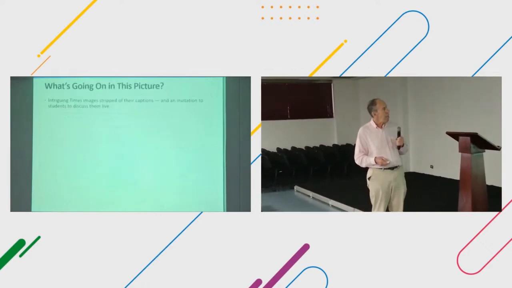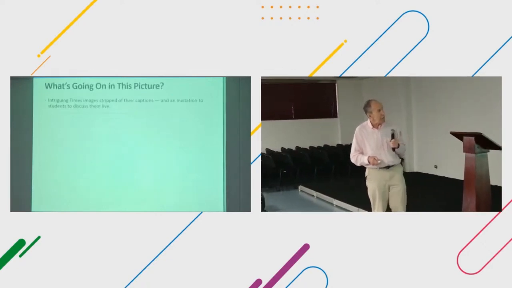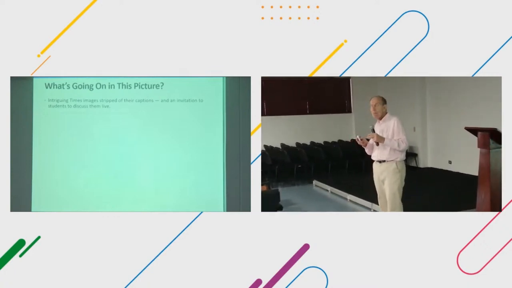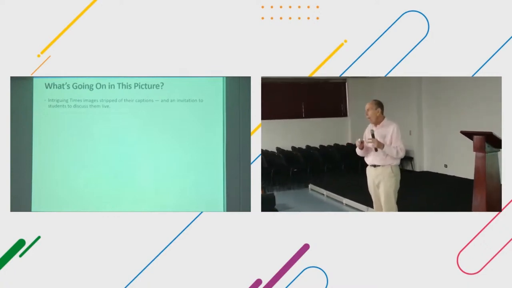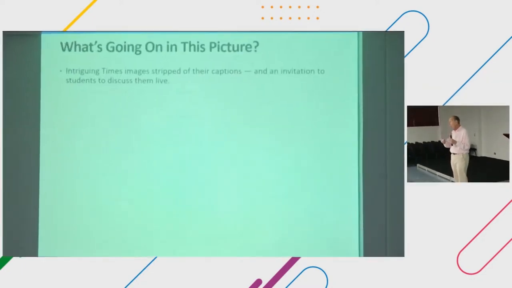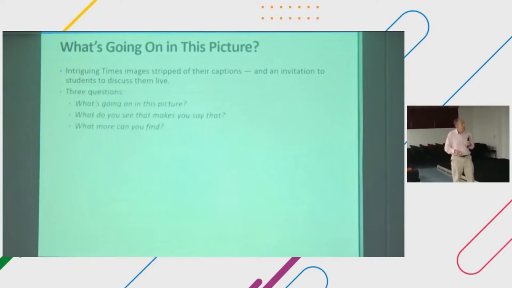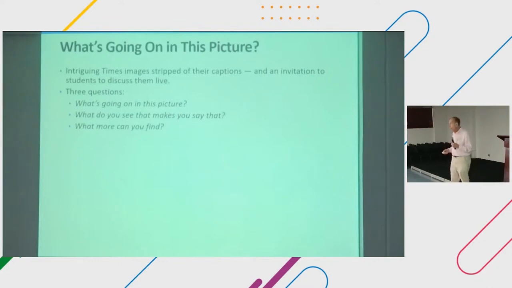Now, What's Going On in This Picture? Intriguing Times images stripped of their captions. Before lunch, we were shown how to take the sound away and just have the video. And now, we take the caption away and just have the picture. And there are three questions. It's really a pretty simple plan. You ask your students, what's going on in this picture? What do you see that makes you say that? And what more can you find?